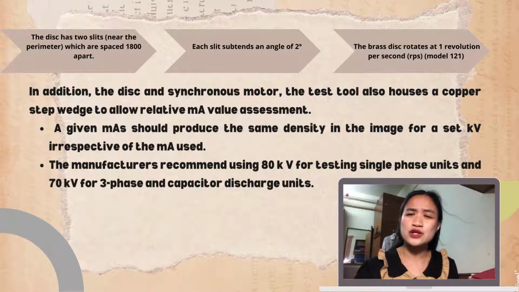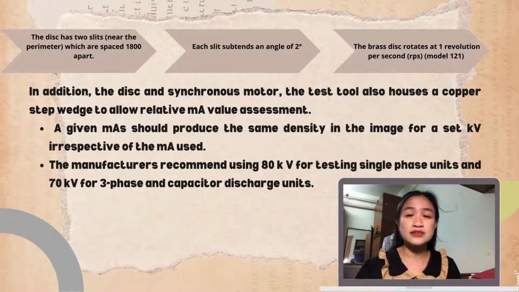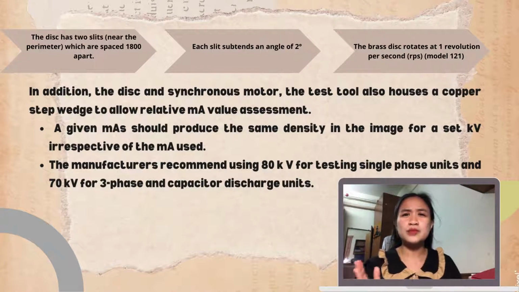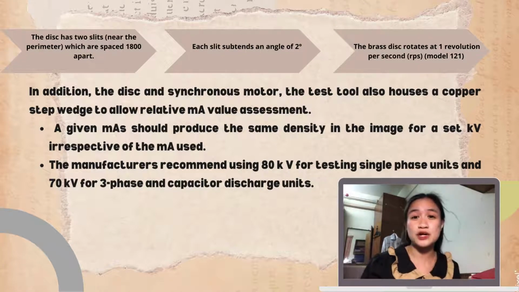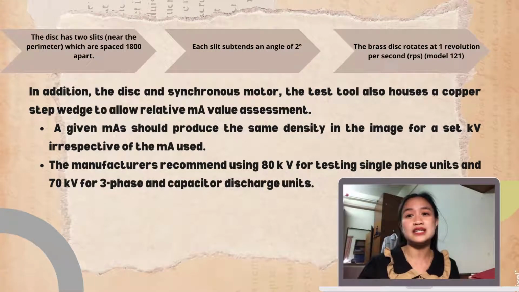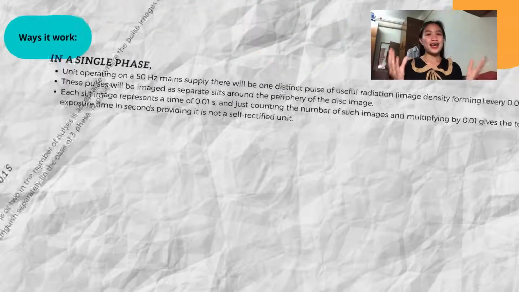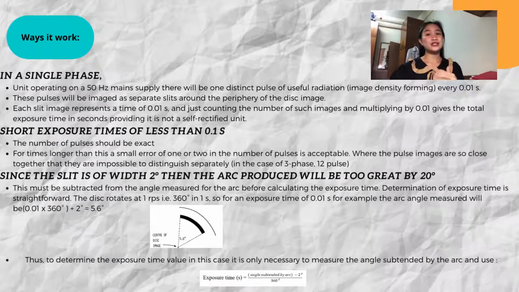The manufacturers recommend using 80 kV for testing single-phase units and 70 kV for three-phase and capacitor discharge units. When both milliampere calibration and exposure timer accuracy are assessed together, the appropriate kilovolt is selected and the milliampere second value chosen by trial and error to provide a reasonable step range image. Moving on, let's see how it works.